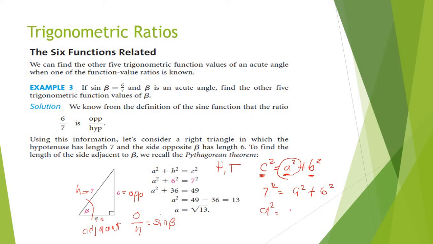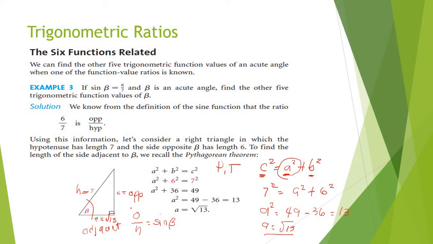Therefore if we transpose that, a squared is equal to 49 minus 6 times 6, that is 36, that will give us 13. So therefore your adjacent is equivalent to square root of 13. Here we used the Pythagorean theorem to identify the other side of your triangle. So in this case, we now have the value of your adjacent, which is square root of 13. So we have now all the values of your triangle.